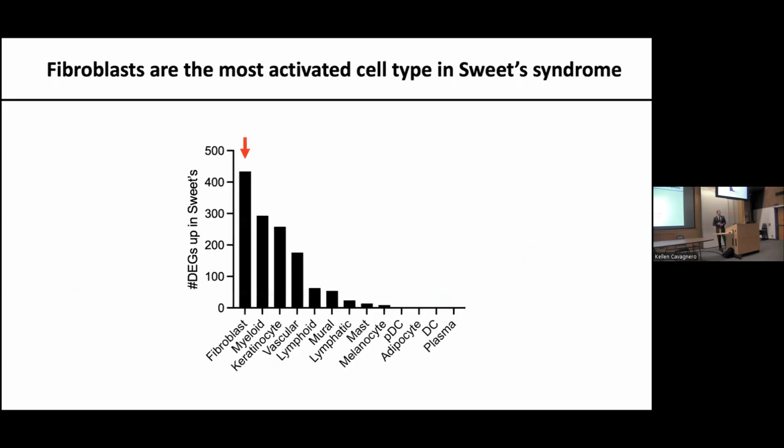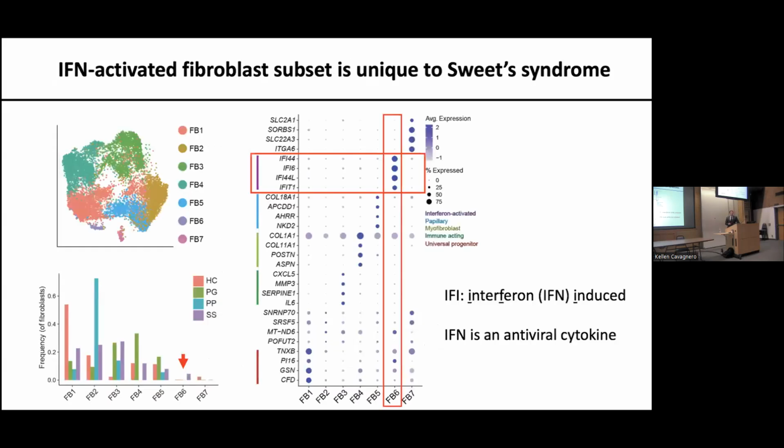Now, to understand which cell types may be driving the inflammatory response in Sweet's, we looked at the differentially expressed genes between every single cell type in Sweet's compared to every single cell type in healthy skin. And we found that the fibroblast was the most activated cell type in Sweet syndrome. So we looked at the fibroblast subsets in our data and resolved 7 transcriptionally distinct clusters.